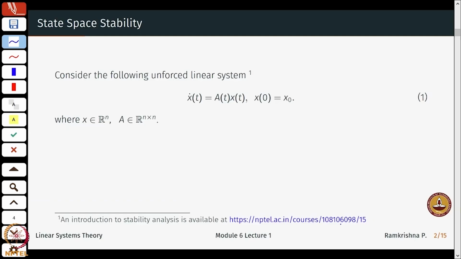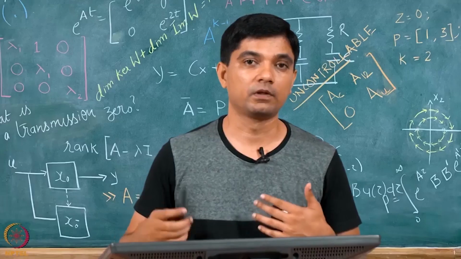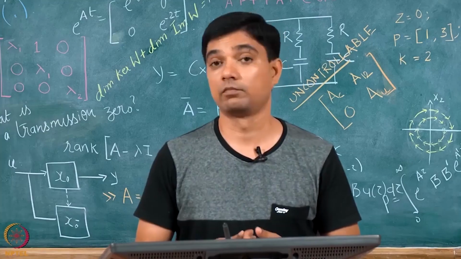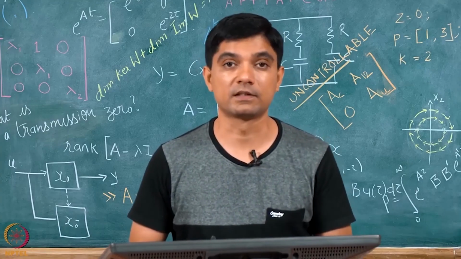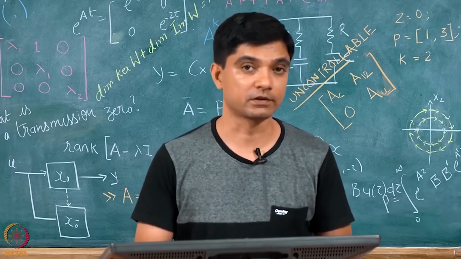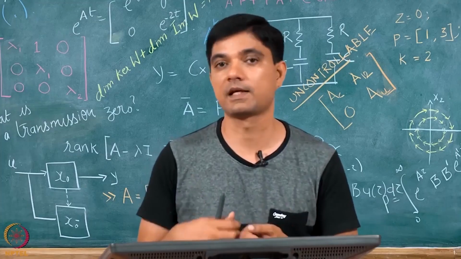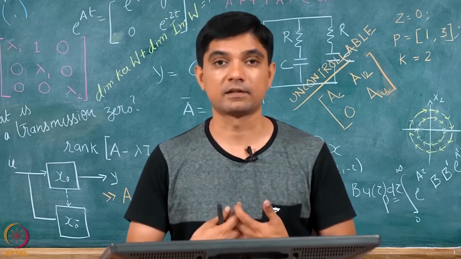I will start with the following unforced system. I will not talk of inputs as yet. x dot equal to A of t, x of t with certain initial conditions, and x is in general an n dimensional vector. In the previous control course, you would remember one way of verifying stability is to look at the poles of the system, and then you had several characterizations of the poles being to the left, to the right, on the imaginary axis, repeated on the imaginary axis, and so on.